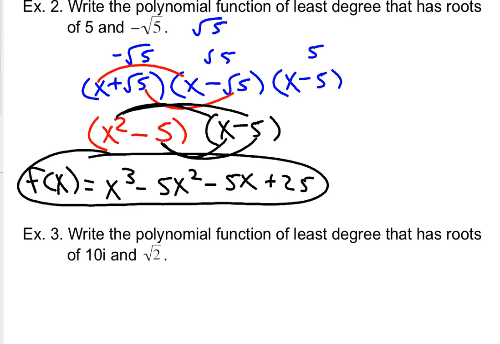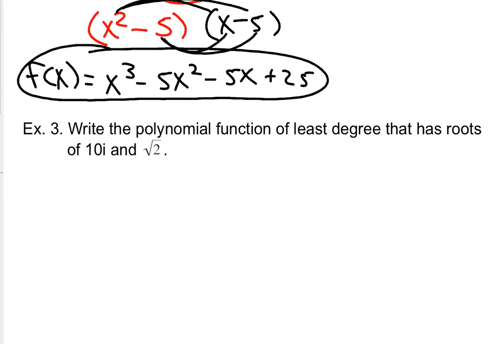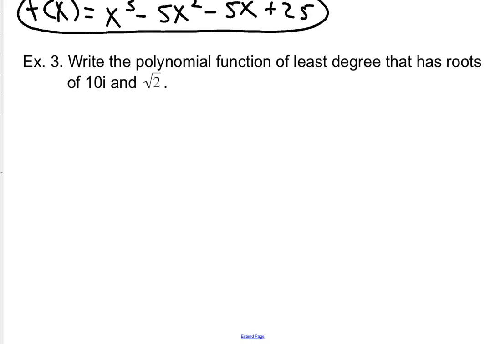Finally, we'll do the toughest one of the bunch, which I will warn you is just like one on your test. On your test, you're going to have one that has both an imaginary and an irrational. You got to know that since 10i is a root, so is negative 10i. Let me write them like this. So I'm going to have a 10i, I'm going to have a negative 10i, and since root 2 is a root, so is negative root 2. So this is going to have what degree? If you said 4, you are correct, because it's got 4 zeros. So you should end up with something x to the 4th.